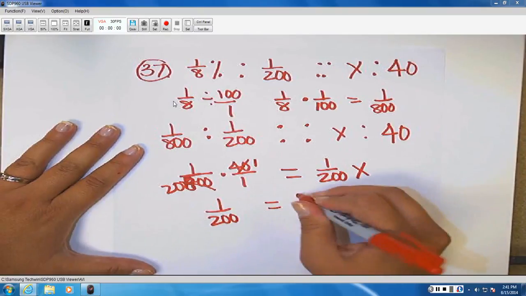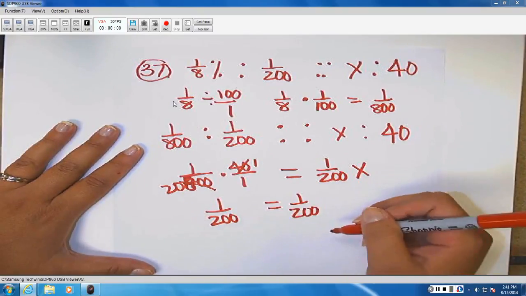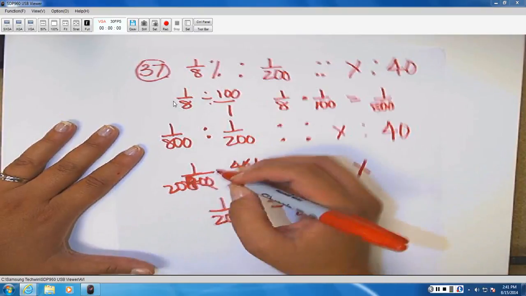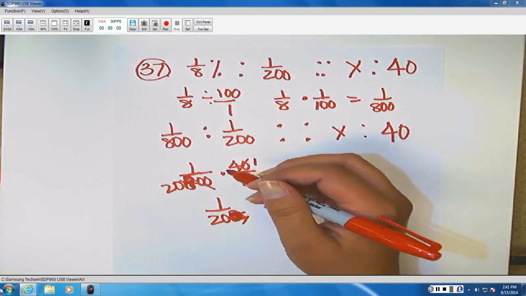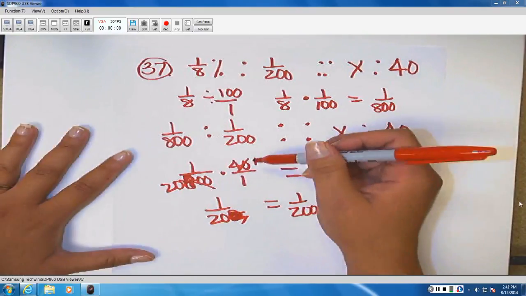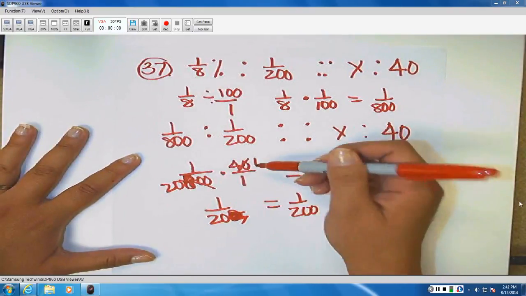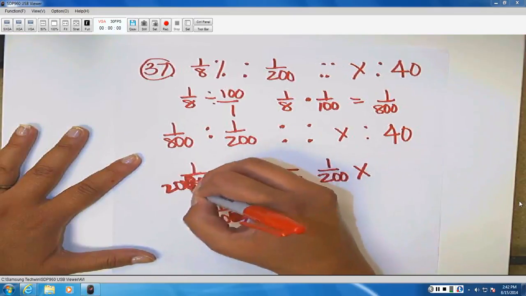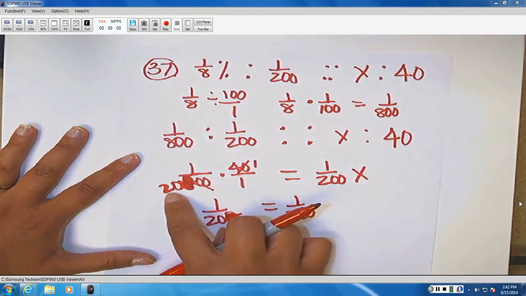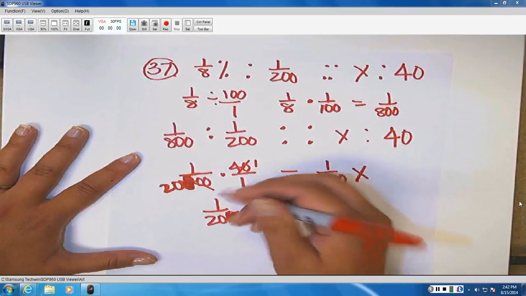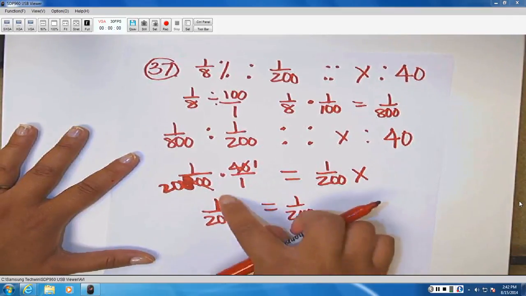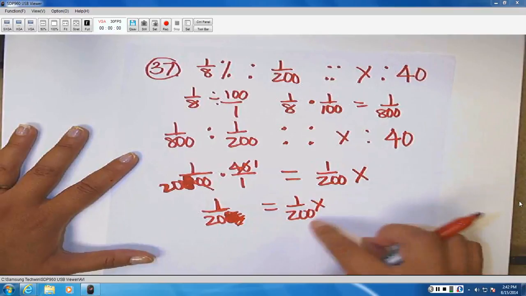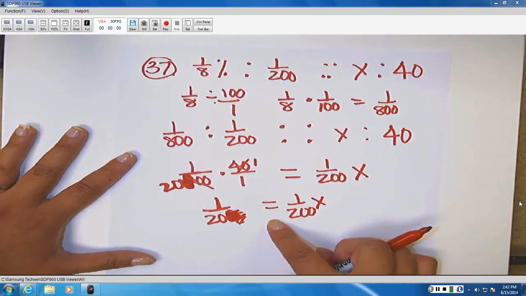1/200 equals 20. Overlooked my H there. So this was 40, went into 800 20 times. So that's a 20, not a 200. 20 times 1 is 20. 1 times 1 is 1. So we're left with 1/20 equals 1/200x.